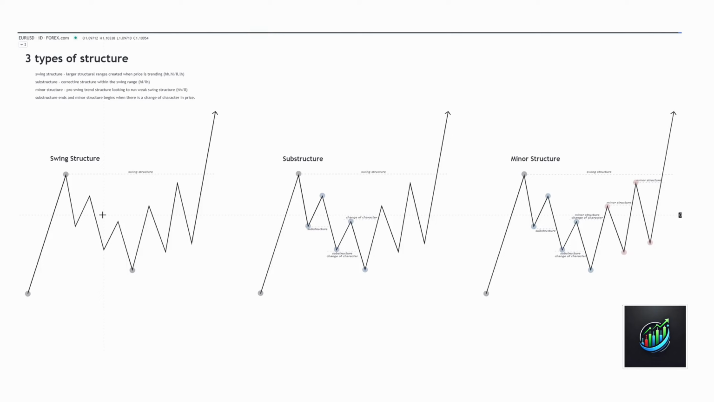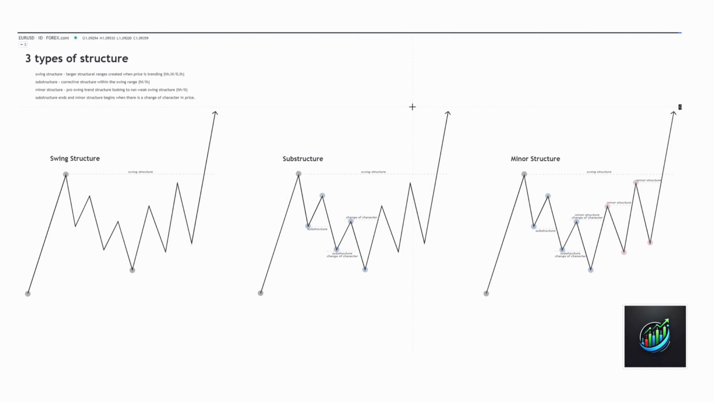So again, with the bullish example, substructure is creating lower lows and lower highs. A change of character happens, creating a new higher high, so it violates the previous lower high that was being printed. And then we start to see a shift, it creating higher highs and higher lows. So once we see that initial change of character, that's when we're starting to create minor structure as seen in this graphic right here.